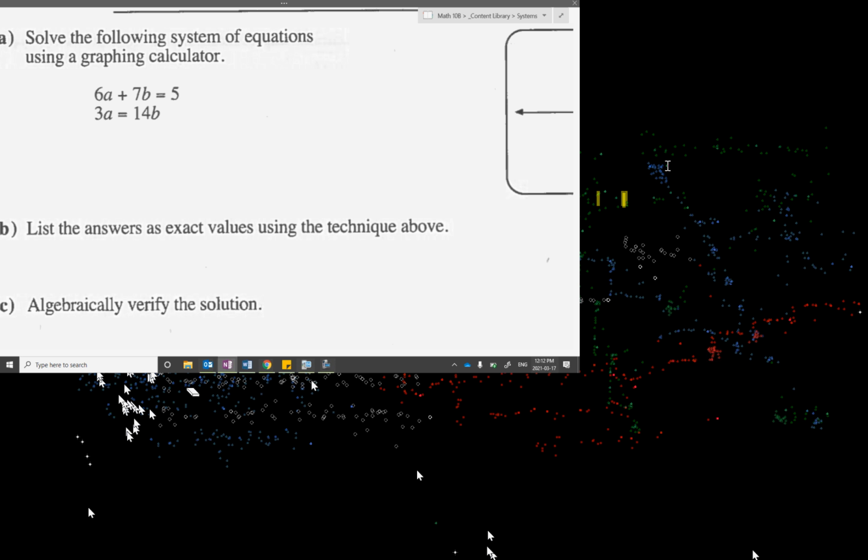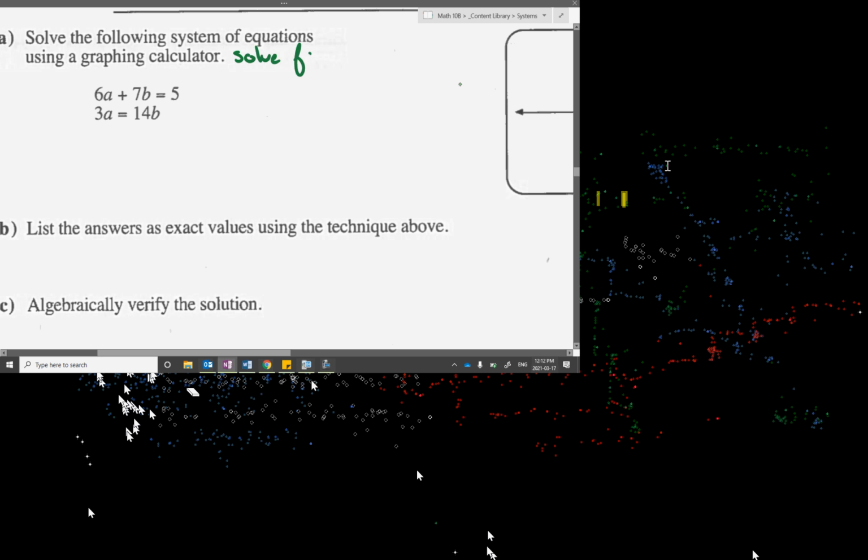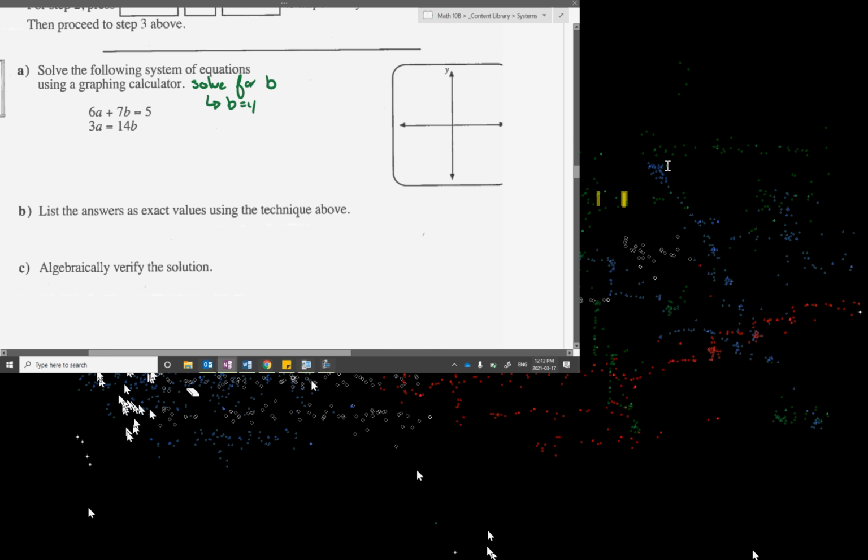In order to solve by graphing, you always have to solve for a variable. Generally, it's y. It has to be in the format y equals. In this scenario, I have a's and b's. It doesn't matter which one you solve for, but you have to solve them both. So let's solve for b. By doing so, we're basically saying that b is equal to y. So instead of my y-axis, I'm going to label it with a b. My x-axis, I'm going to label it with an a.